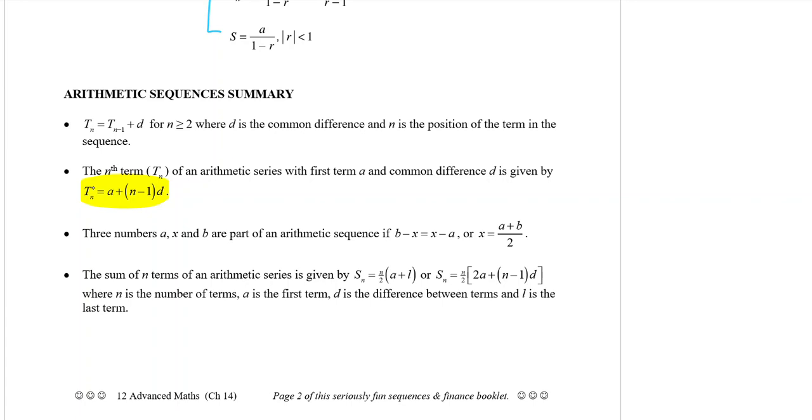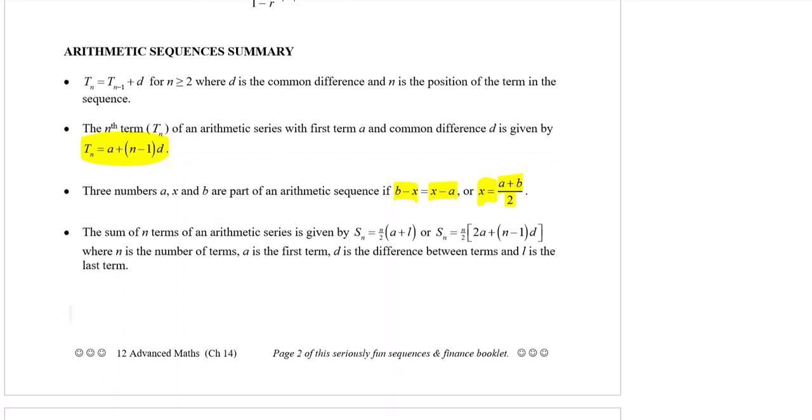3 numbers, A, X, and B, are part of an arithmetic series if you subtract the third term minus the second term, and the second term minus the first term. If you subtract those things, they should be equal to each other. Or you could average the first one and the third one, so A plus B over 2, and that should tell you the X, the second term in the middle.